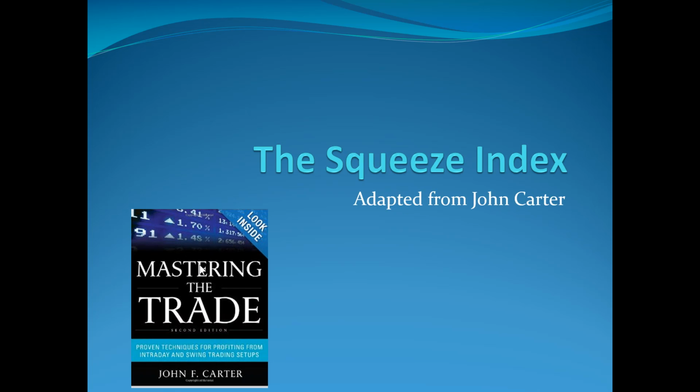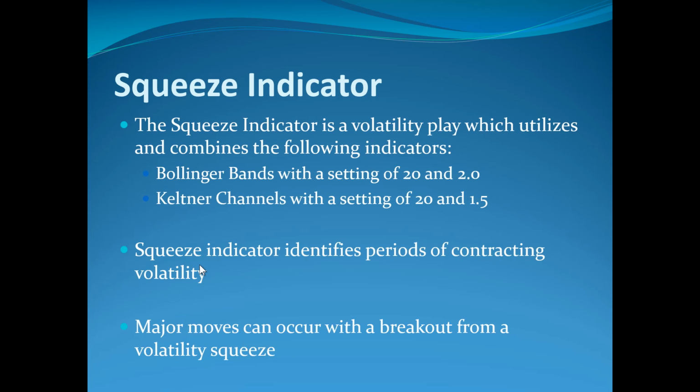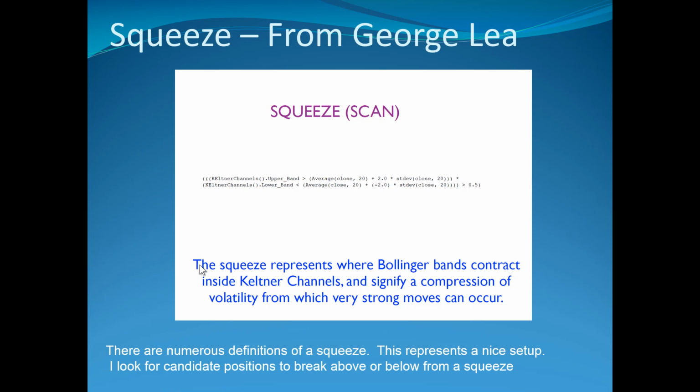The squeeze index comes from John Carter. Here's his excellent book, Mastering the Trade. It's a volatility play which combines Bollinger Bands and Keltner channels. Periods of contracting volatility and major moves have been known to occur with a breakout from a volatility squeeze. Here is a squeeze scan which I obtained from George Lee, who is an outstanding lecturer and trader. Basically this is the formula if you want to do it yourself, and it represents where the Bollinger Bands contract inside Keltner channels and signify a compression of volatility.